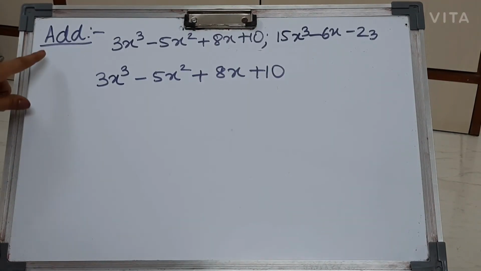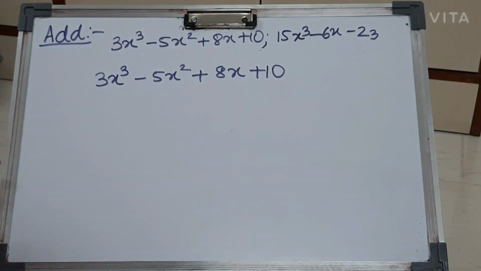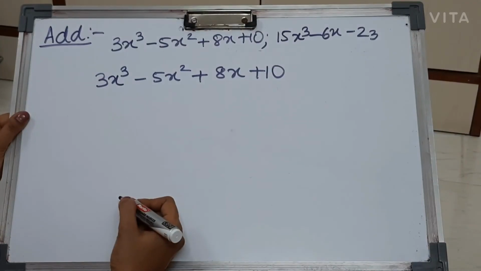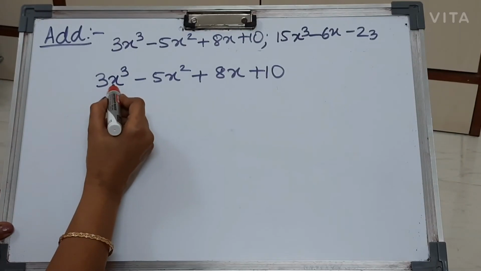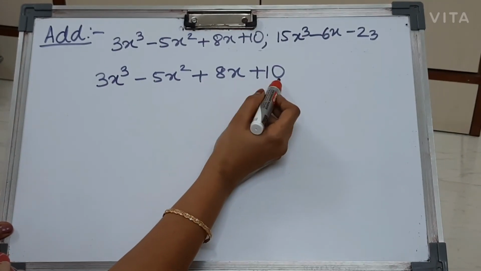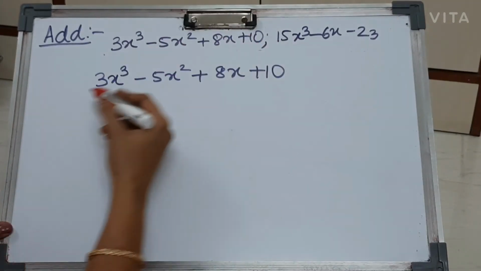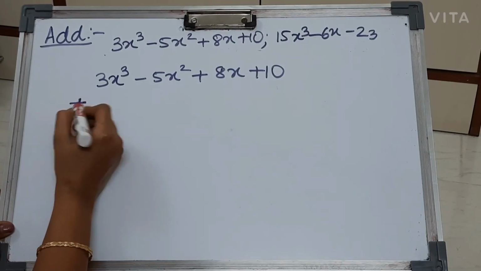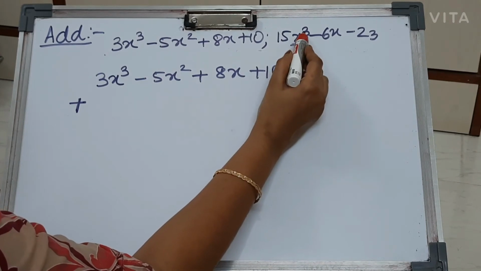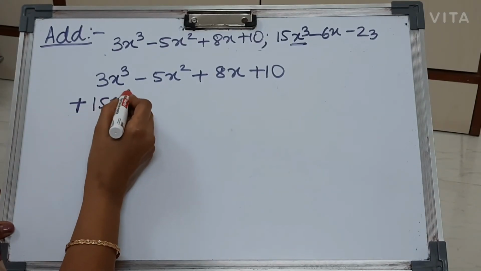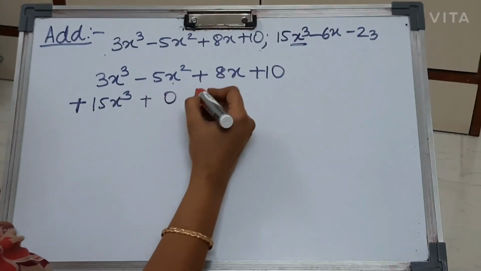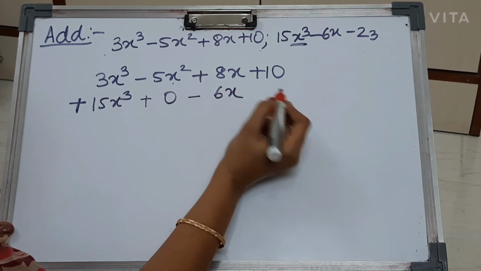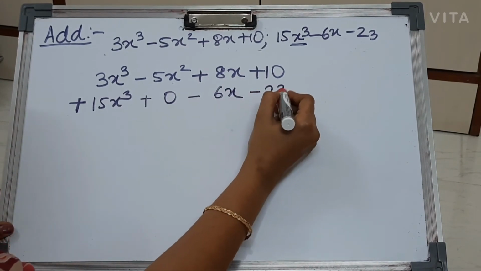Now suppose if we have to add these two polynomial expressions, we have another method also, that is called the column method. In column method again we will write the like terms one under the other. Suppose here x cube, x square, x and 10. This is the first term. Now we have to add the next term with this. So we have to write the like terms together. 15x cube. X square we don't have here, so we'll write here 0. Now 8x we have here, 6x, minus 23.